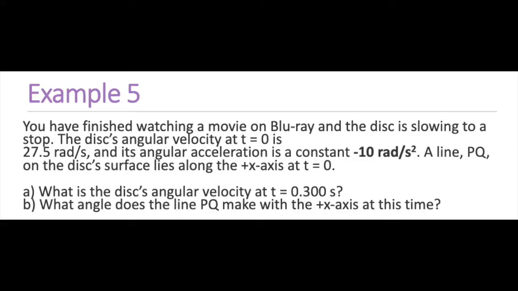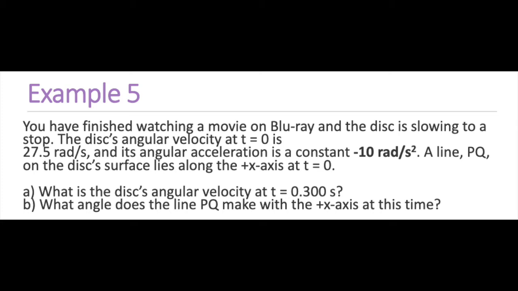Okay. Next example. You have finished watching a movie on Blu-ray and the disc is slowing to a stop. The disc's angular velocity at t equals 0 is 27.5 radians per second, and its angular acceleration is a constant -10 radians per second squared. A line PQ on the disc's surface lies along the positive x-axis at t equals 0. Part A, what is the disc's angular velocity at t equals 0.300 seconds? And B, what angle does the line PQ make with the positive x-axis at this time?